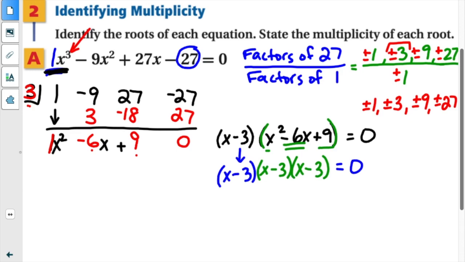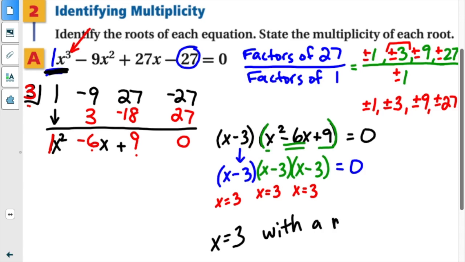And we have 3 zeros. We have x equals 3, x equals 3, and x equals 3. So the way we're going to write this, identify the roots, really our only root is x equals 3. Now the multiplicity is how many times was that a root? So it's in there 3 times, so we would say x equals 3 with a multiplicity of 3.